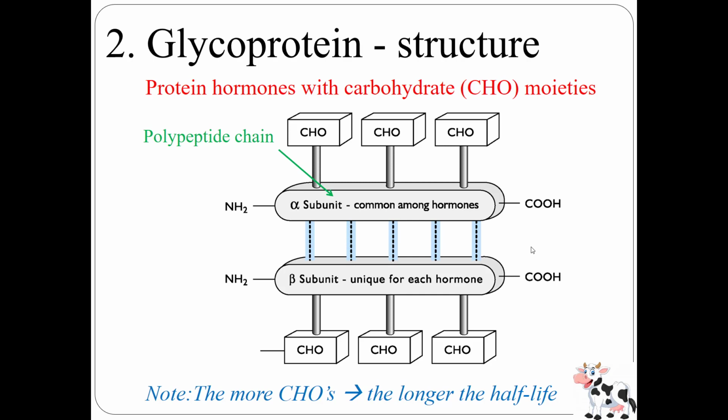Examples of glycoproteins are LH and FSH. They're going to have to travel clear from the anterior pituitary to the ovarian tissue or to the testicular tissue. And so the more carbohydrates they have attached to them, the longer their half-life will be.